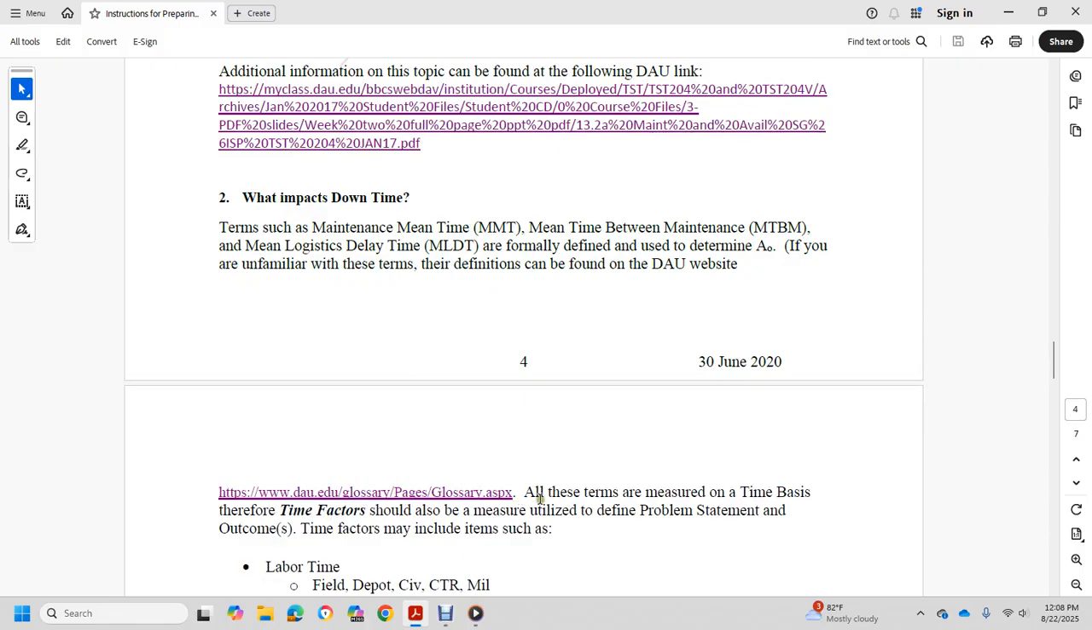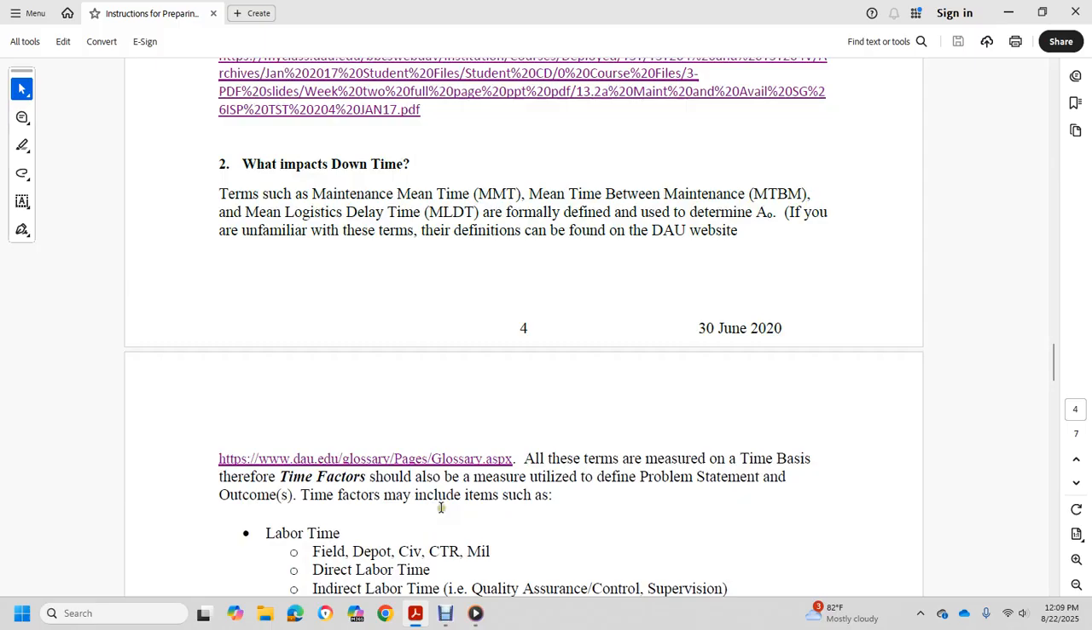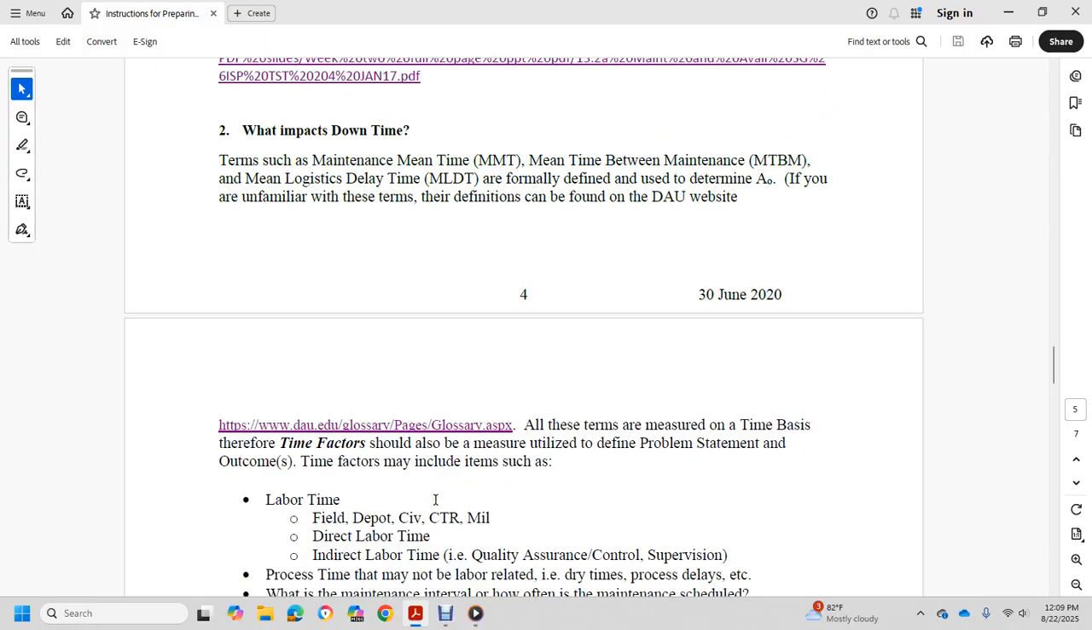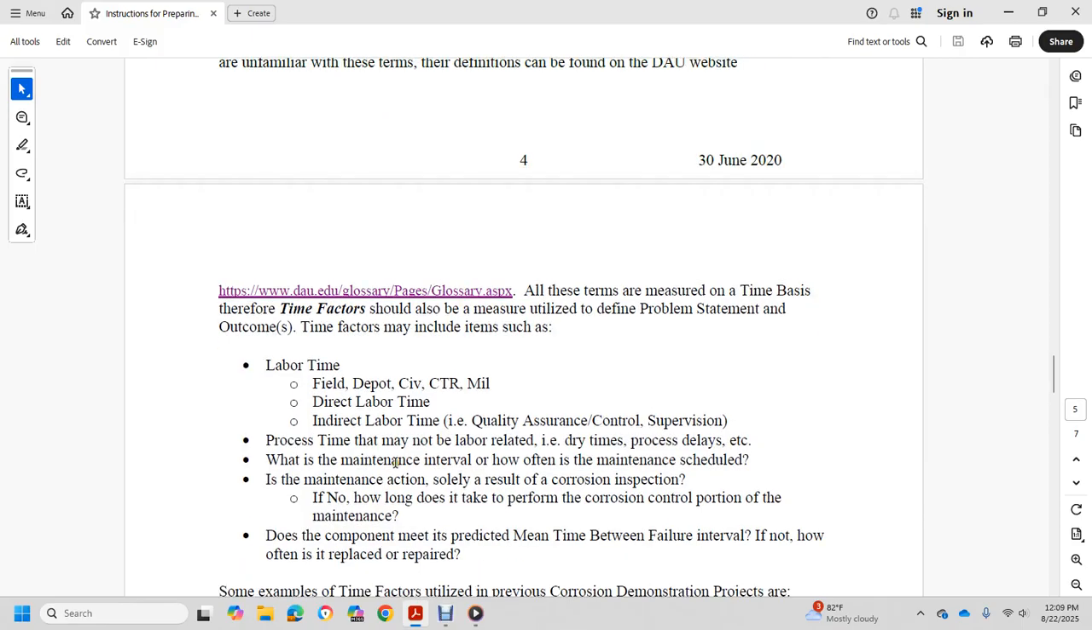The glossary page at dau.edu lists all of these terms, which are measured for the time factor. This should always be defined with the problem statement. The outcome factors include labor time, such as field of development and direct labor time and indirect labor time, quality assurance control, supervision, and process time that may not be labor related, such as dry times and process delays.